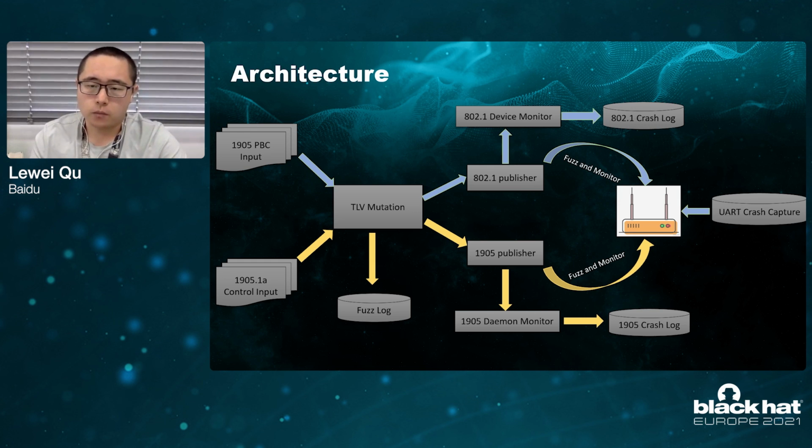The second half is our design of the 1905.1a fuzzing subsystem. We implement most of the control protocol described in EasyMesh. Also, the original data will pass through the TLV mutation subsystem and use the 1905 packet publisher to send packets. And we design a special mechanism to monitor whether the 1905 daemon has crashed or not.